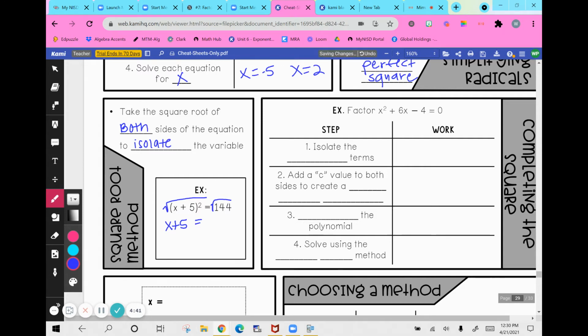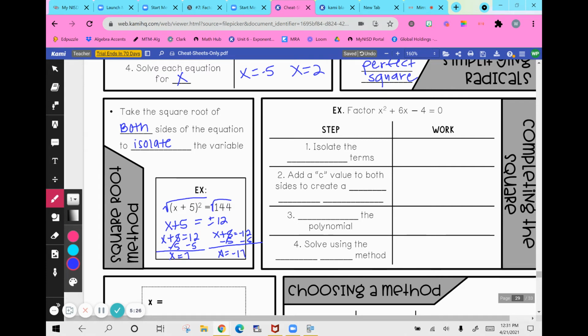So the square root of 144 is 12, but it's plus or minus 12. Because we could do positive 12 times positive 12 and get 144, or negative 12 times negative 12 and get 144. So then we just need to solve for both. So we'll say x plus 5 equals 12 and x plus 5 equals negative 12. So subtract 5 on both sides and I get x equals 7. Same thing here, subtract 5, but this time I have negative 12 minus 5, so I'm going to get negative 17. So my answer is 7 and negative 17.